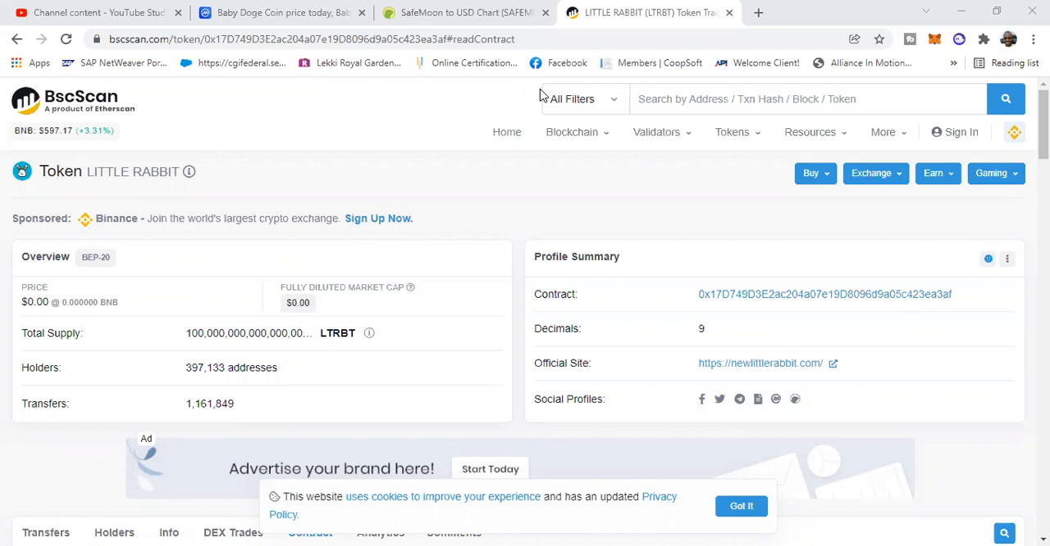That's how it keeps increasing as long as you don't sell. Because anybody buying or selling, they give you reflection. So that's the advantage and also the disadvantage on both sides.